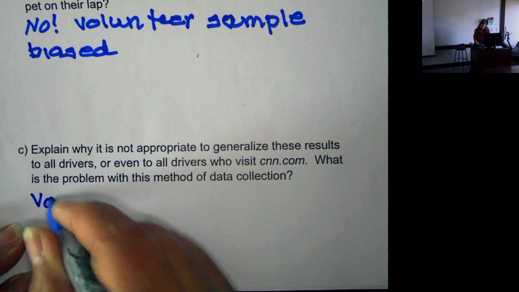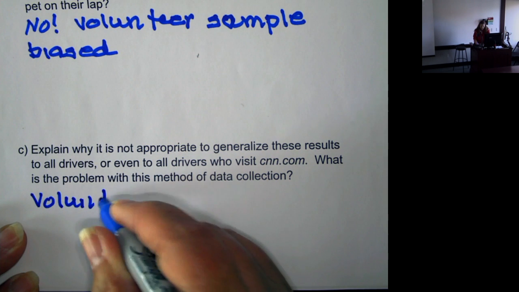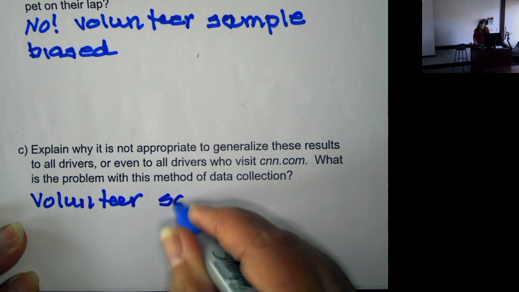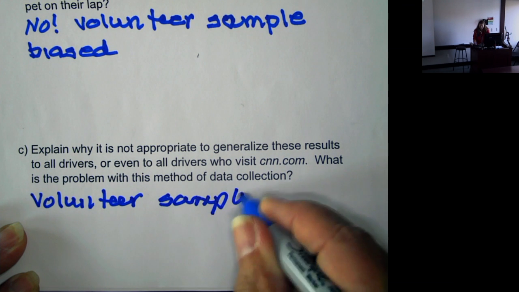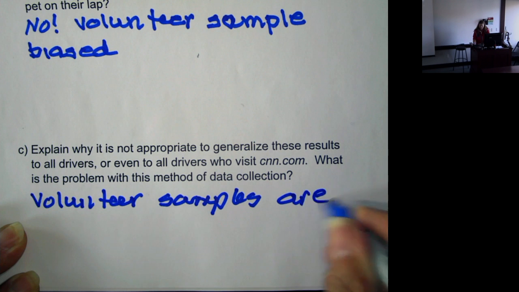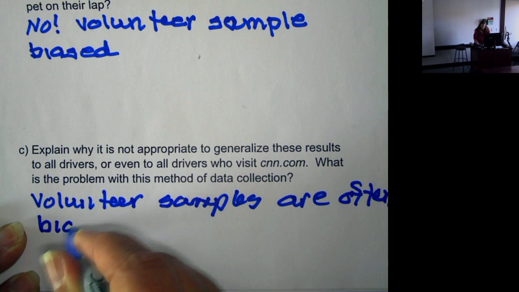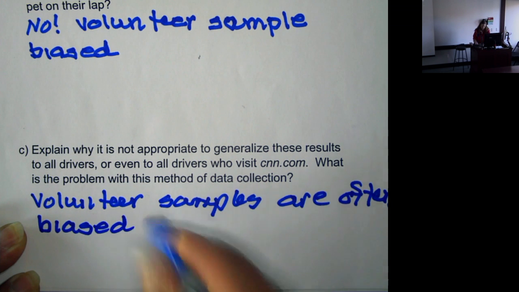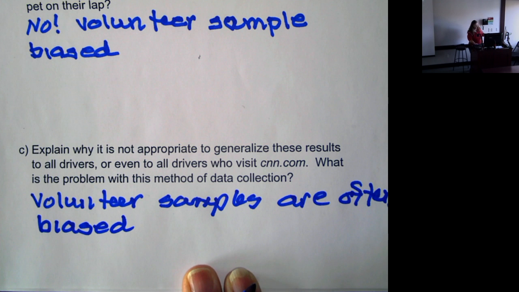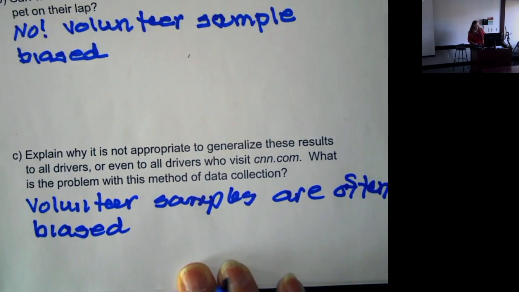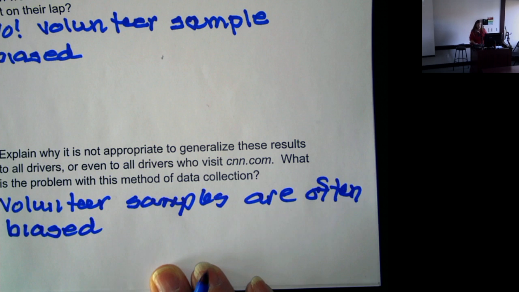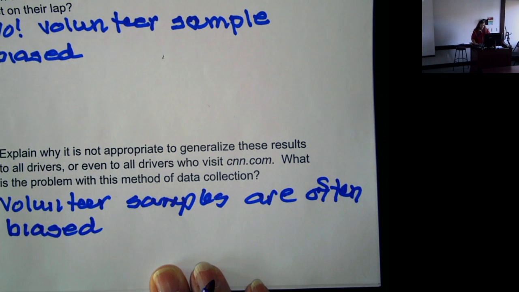So, as we said before, volunteer samples are often biased, and we really don't want biased samples. And this is why it's not a good idea to use a sample like this, especially to make generalizations. Really, we can't make generalizations from volunteer samples.